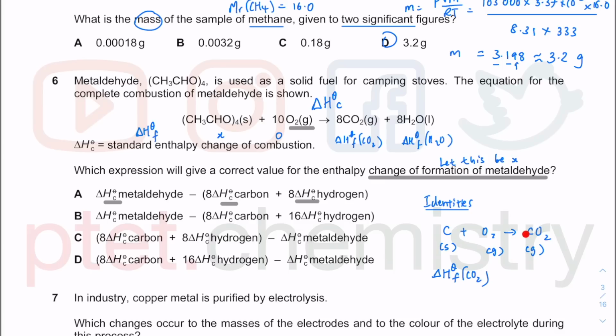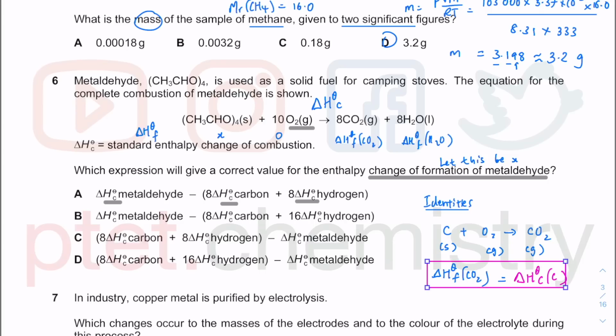You're forming 1 mole of the substance from its elements in their standard states under standard conditions. This is also equal to the enthalpy of combustion of carbon because you are burning 1 mole of the substance in excess oxygen in the standard state, everything in the standard state essentially, in excess oxygen, and that's the combustion of carbon there. So essentially that is your first identity.